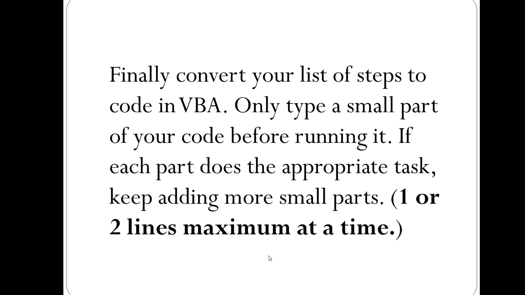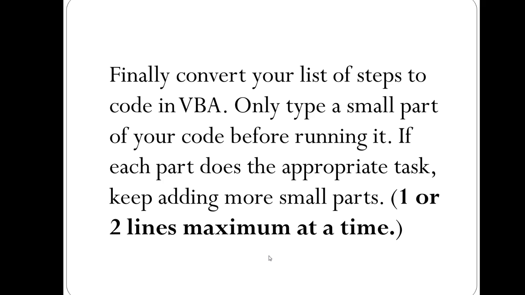Like in your steps, you wrote maybe something like go back up to the beginning and do this again. Well, that would be a looping structure. Maybe you have a statement in your list of steps that says do this 10 times. Well, that's a for loop structure. So you basically convert it to VBA and start typing it in.